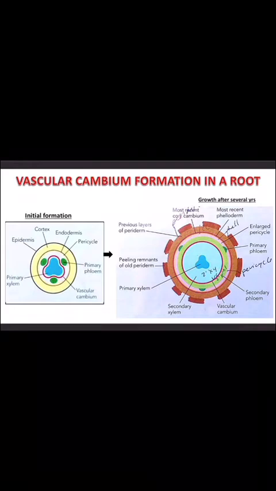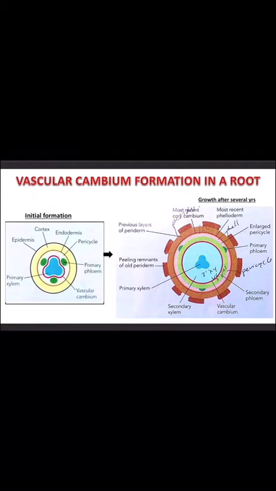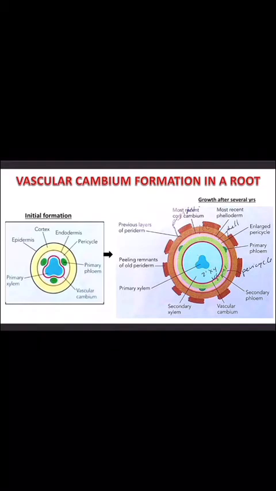And look at this root, vascular cambium formation in a root. In root also you see initial formation. You got primary phloem alternating with primary xylem. And look, the girth is very small. And in growth after several years, look at that. Primary phloem and secondary phloem. Secondary phloem almost formed a ring.